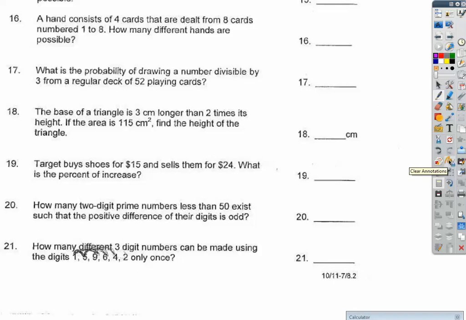All right. And then, how many 2-digit prime numbers less than 50 exist, such that the positive difference of their digits is odd? Okay. So let's take a look at some prime numbers. We have 2-digit prime numbers. We have 11, but that doesn't work because their difference is 0. 13, the positive difference of that is 2, right?